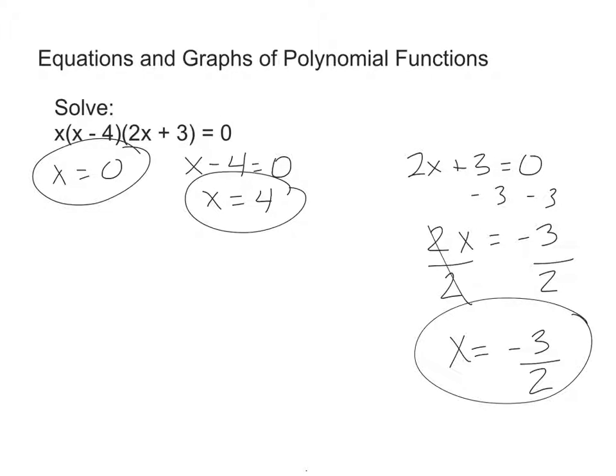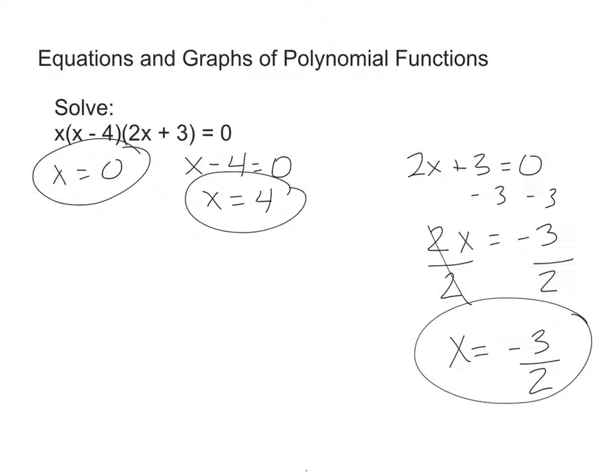You don't necessarily have to write out those steps. If you can look at the factor and know what the answer is, then just do that. Like if I had this, I'd probably just write x equals 0, x equals 4, x equals negative 3 over 2. And it's okay to do that. But that's where they come from. It's by making each factor equal to 0. That's how you get the solutions.